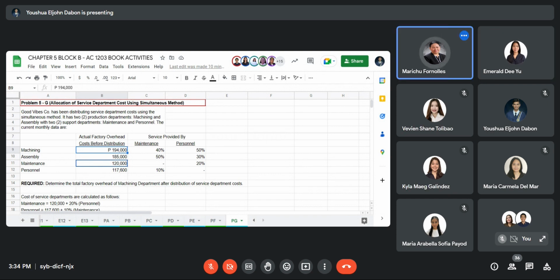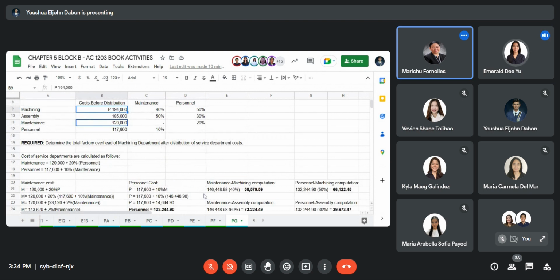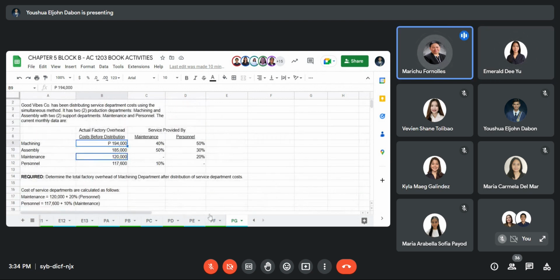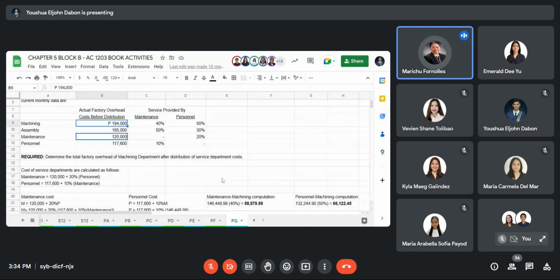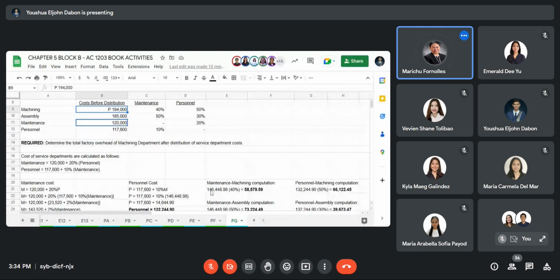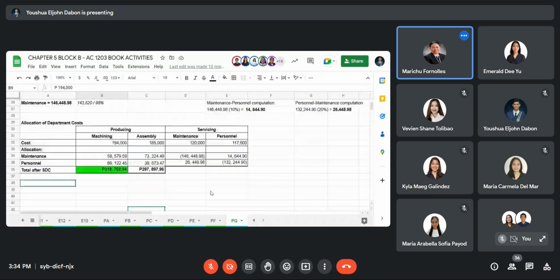194,000. Correct. Plus, what is its share from maintenance? 40%. So 40% times M for maintenance, plus what is its share from personnel? 50%, miss. Okay, again, give us the equation to get the total machining overhead after allocating SDC. So M equals 194,000 plus 40% M, or 0.4 M, plus 50% P, or 0.5 P.